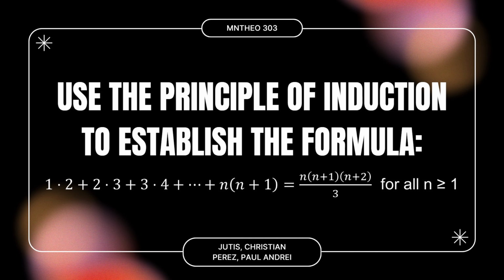Today, we are going to use the principle of induction to establish the formula 1 times 2 plus 2 times 3 plus 3 times 4 plus ellipsis plus n times the quantity of n plus 1 is equal to n times the quantity of n plus 1 times the quantity of n plus 2 all over 3, for all n greater than or equal to 1.